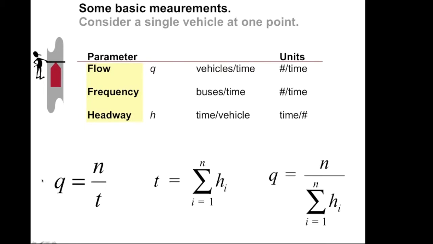So just in equation form down here, flow Q equals N over T. So that's the number of things divided by time. The total travel time: if you are counting over a period of time the headways of vehicles that are passing by, the sum of all those headways would be equal to the total time interval. So if you have a 1-hour period and you count 4 buses with 15-minute headways, the sum of 4 15-minute periods equals 1 hour. And then finally, the relationship between the two, you can see this relationship. Flow is just N divided by the sum of the headways. Okay, so that's the basics.